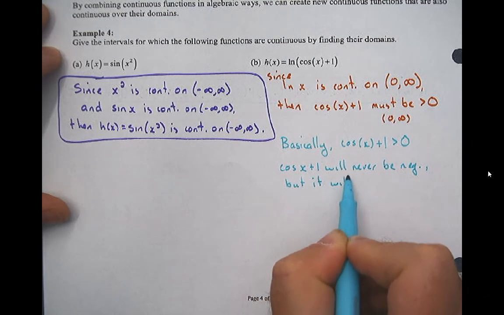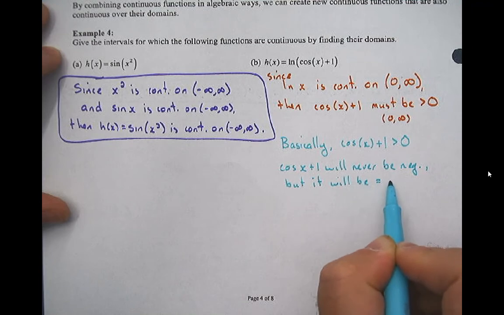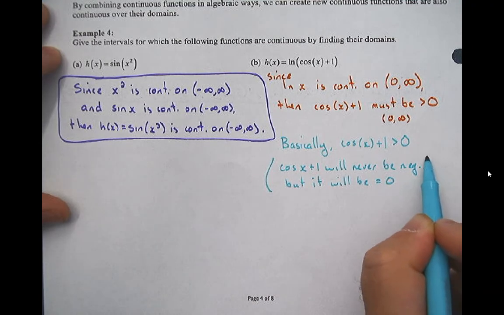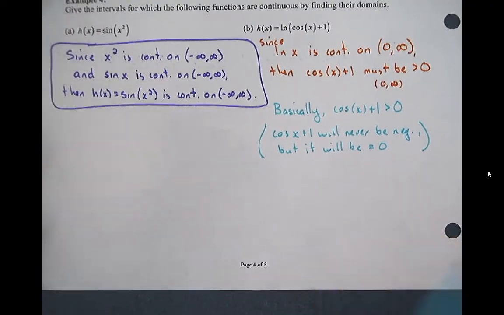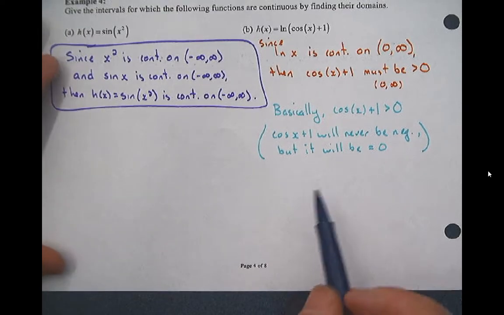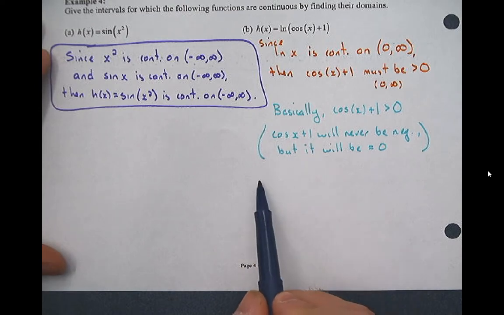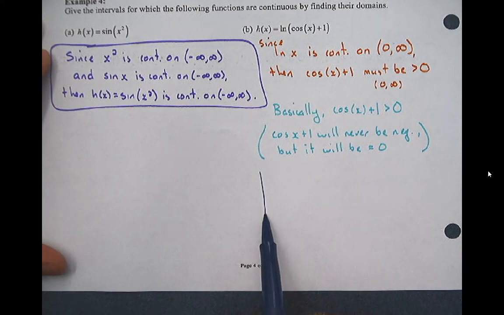It will be equal to 0 at certain spots. And we now need to figure out where those spots are that this would be equal to 0. So let's just make a sketch. I think that's probably the easiest way to do this. Let's do a quick sketch of cosine.